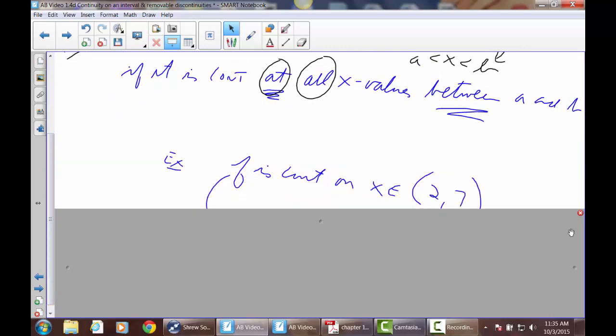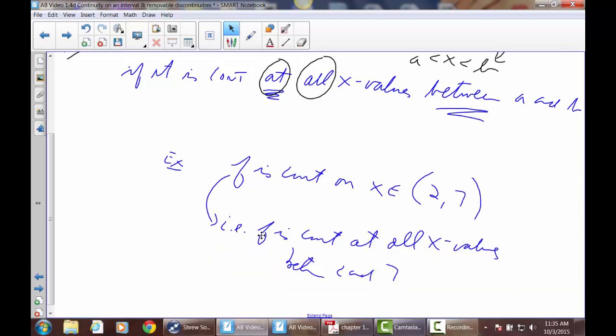For example, if you're told that f is continuous on the interval from 2 to 7, then that would mean it would be continuous at all x values between 2 and 7. A multiple choice question would say that this is true, and then ask, therefore, is it continuous at 5? Yes, because 5 is between 2 and 7. Is it continuous at 4? Is it continuous at 6? Yes, yes. Is it continuous at 7? No.